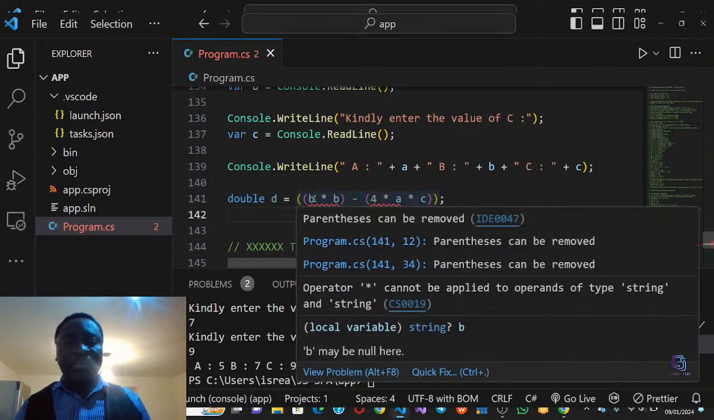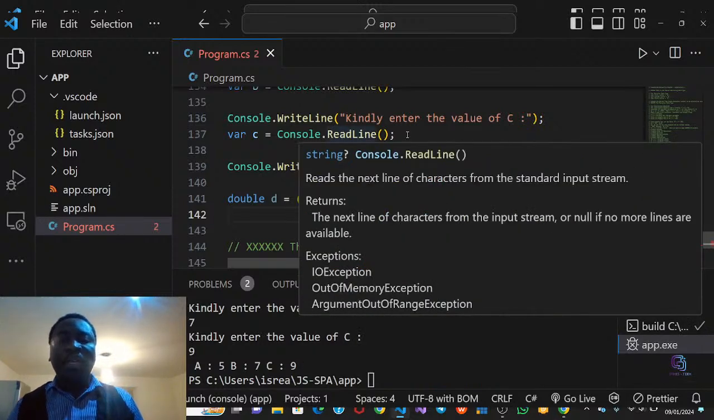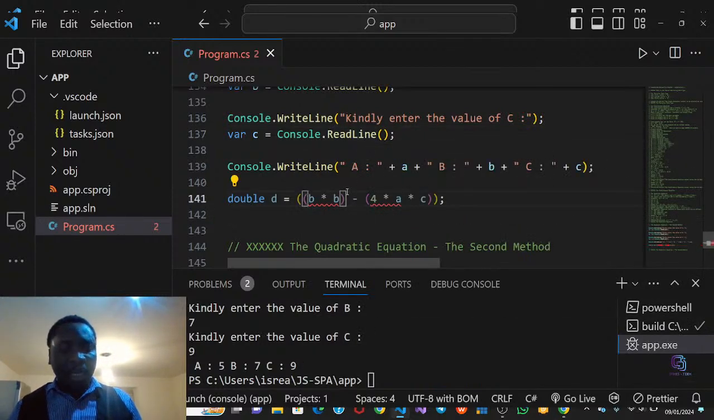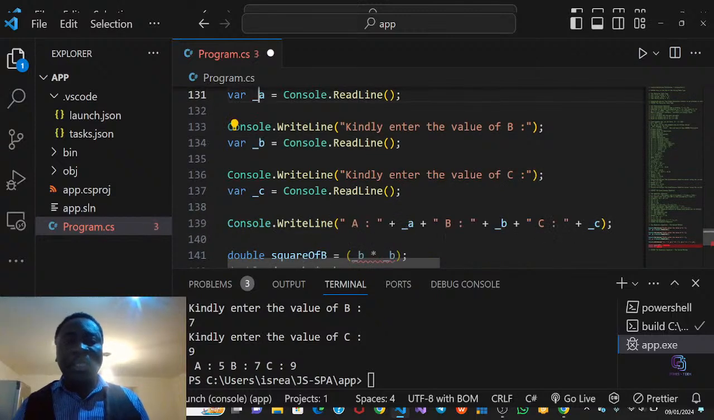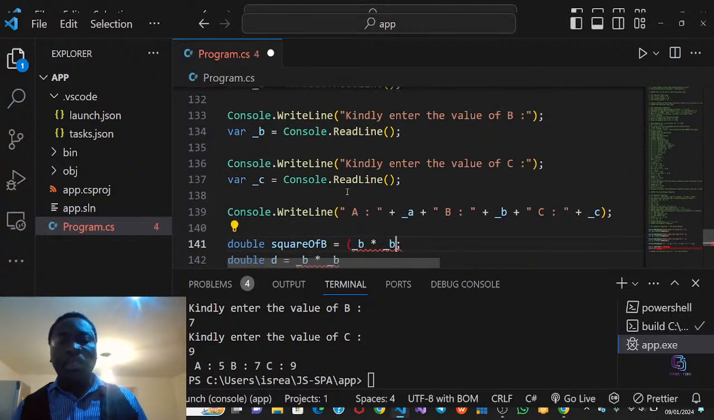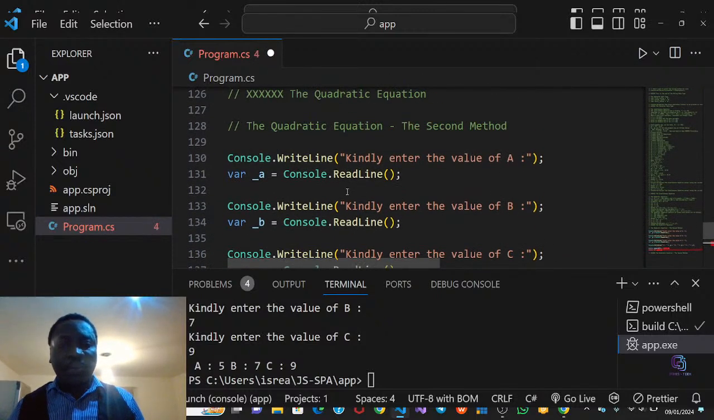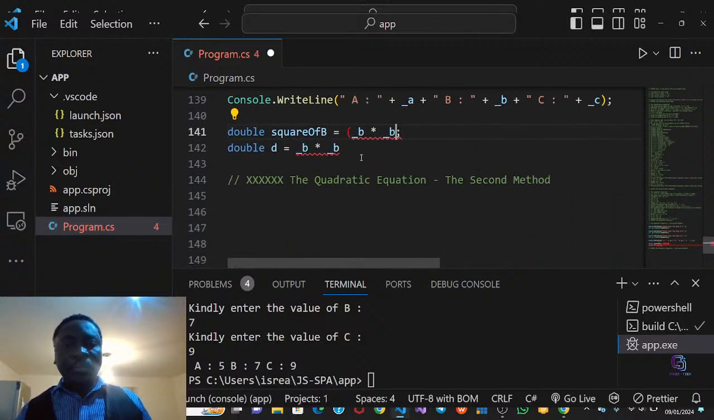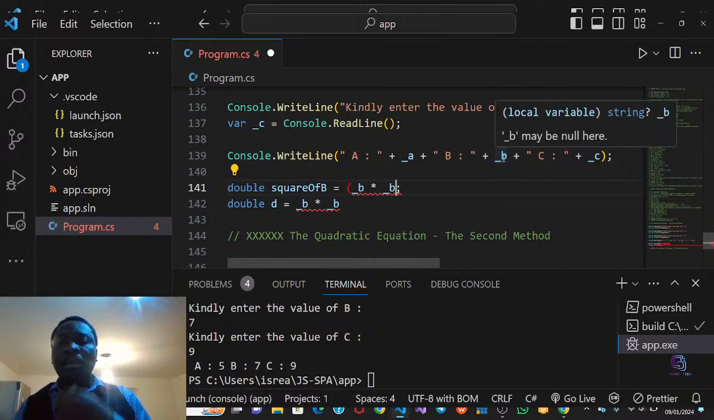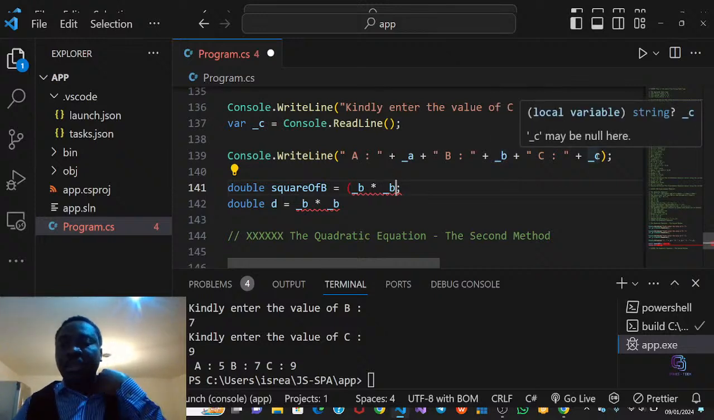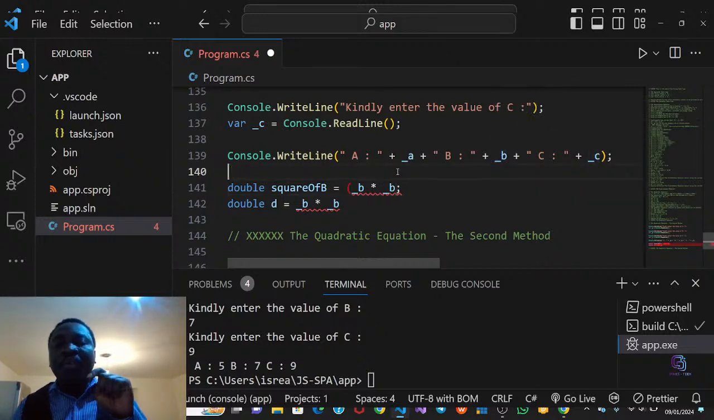So we have to convert b. Yes, we have to convert b. Now I've been having these challenges, finding a way to make the conversion work. So all we need is to convert it. So how do we convert it? Now we need to convert A, we need to convert B, we need to convert C, because they are local variables. So we need to convert them to the type we want them to be.